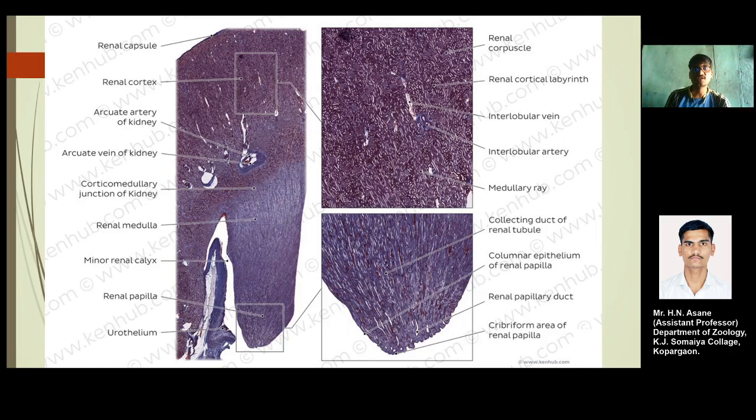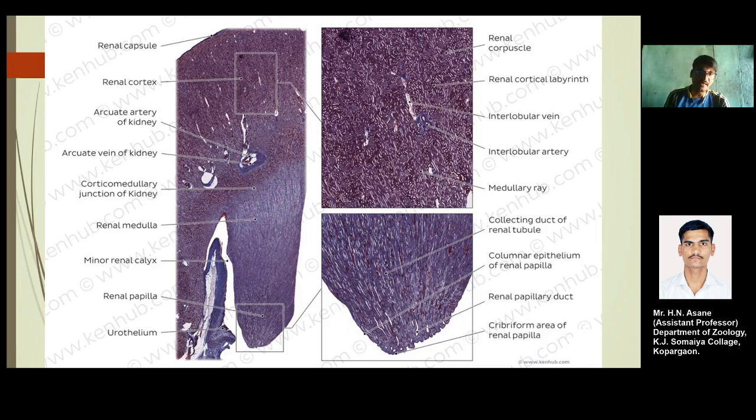Okay, and these cortical labyrinth and the renal capsules, these structures are present in the renal cortex. So in the renal cortex, you will see the intralobular vein openings and the intralobular artery openings for the blood supply. Then you will see the medullary rays. These are the structures which provide for the metabolization in the kidneys.